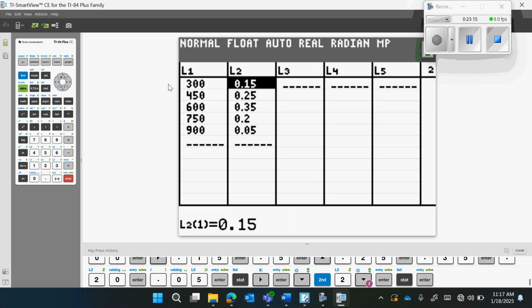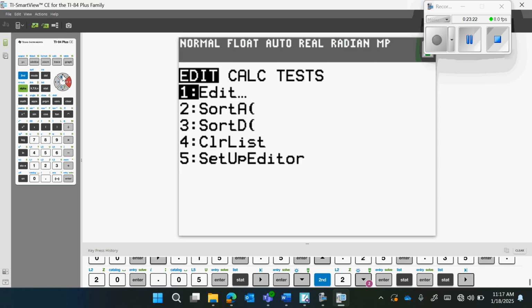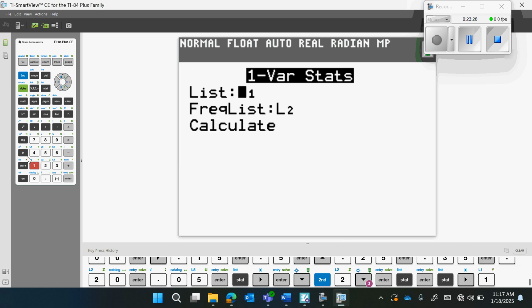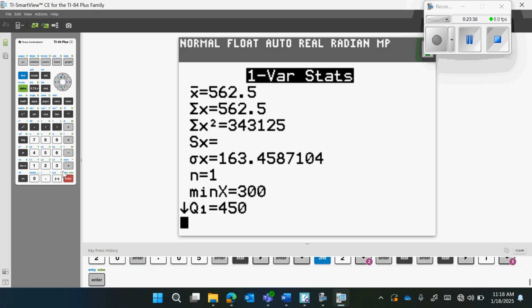So again, just a reminder, you put your data in stat edit. Once the L1 and L2 is filled with the X's and the respective P of X's, then you press stat, you go over to calc, you choose number 1 var stat, never 2, 1 var stat, L1 for your list, L2 for your frequency list, and then you hit calculate. Remember, if you only put L1 in, it will just find the mean and the standard deviation of L1 and it will ignore your L2. So there's the mean on the top, X bar, and sigma down below.